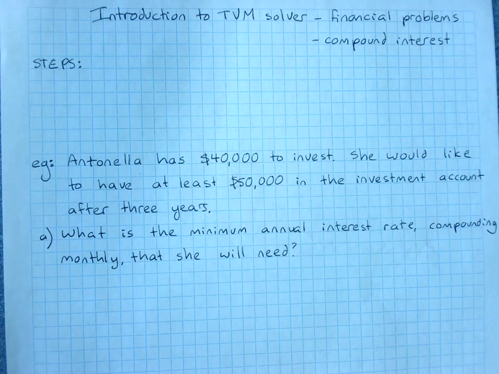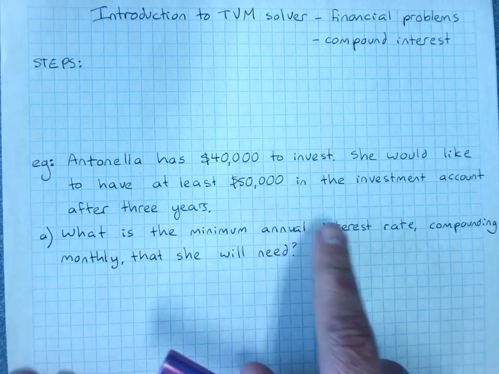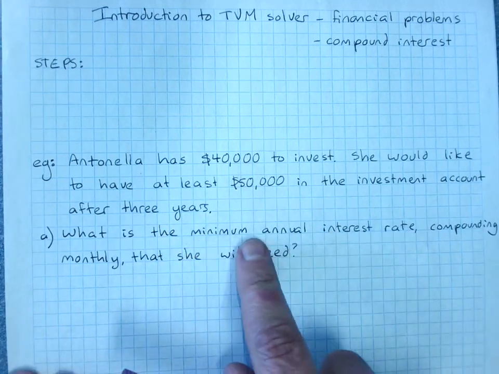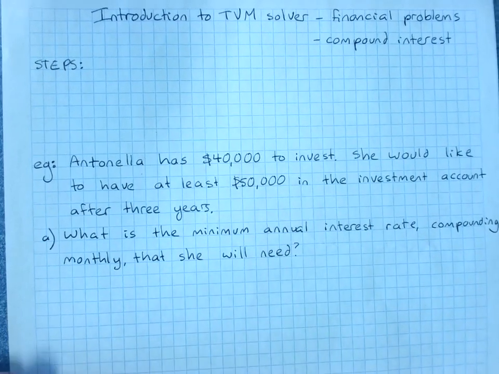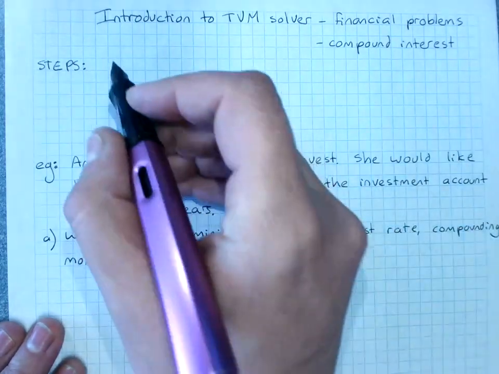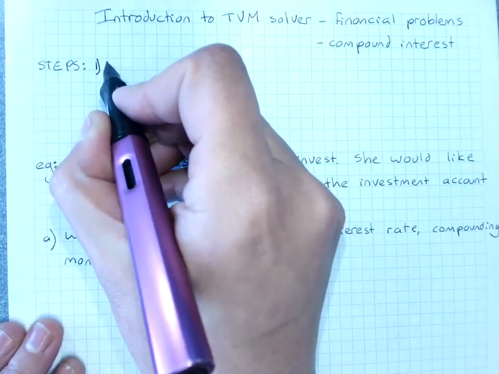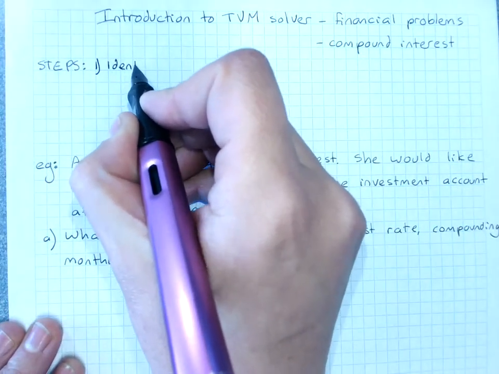Last lesson we were solving to find the future value. But we can solve to find, so for example in this one, what is the minimum annual interest rate that someone will need to hit a particular target. So your steps, anytime you're dealing with the TVM solver, start by identifying your known values.